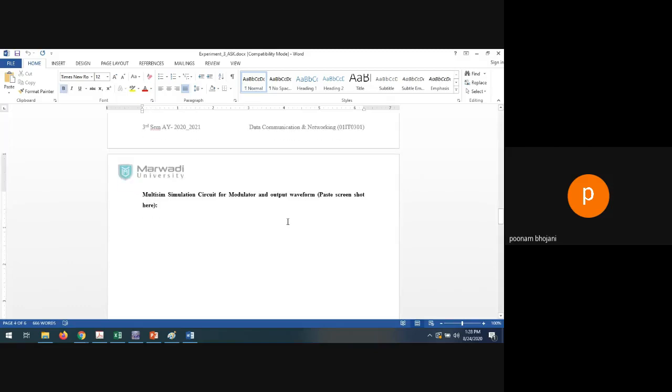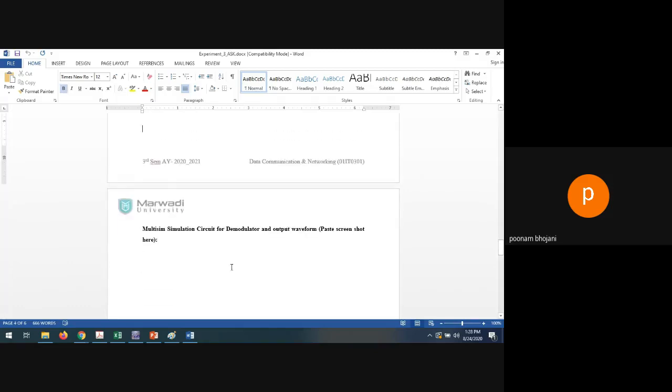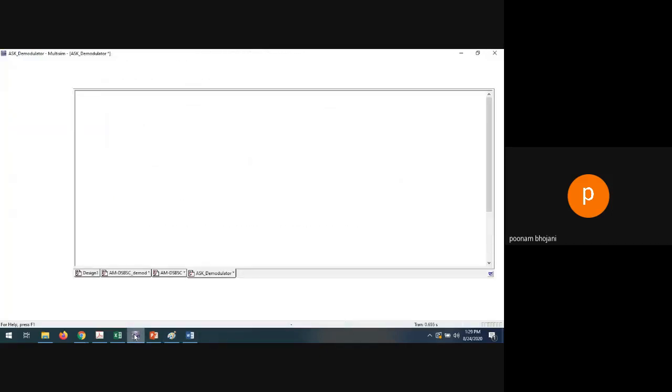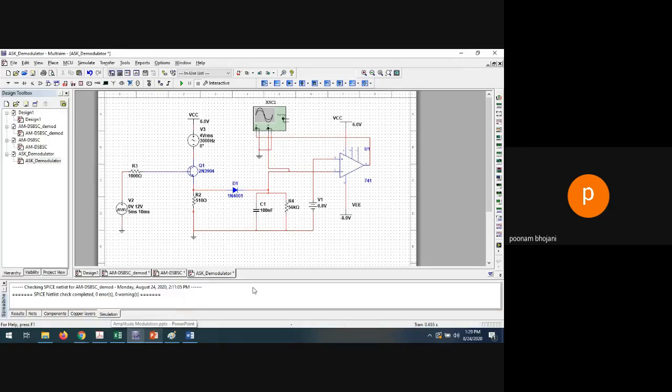Because this is asked in this Multisim simulation circuit for the demodulator and output waveform. So you have to draw the circuit over here on this page, as well as the Multisim circuit, as well as the output waveform, what we will get at the CRO. Okay, so let me show you that circuit. The same circuit I'm going to make that we have done in the block diagram.